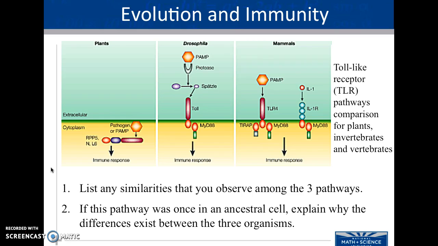These are 3 types of cell communication pathways. The first is in plants, the second is in Drosophila, which is a fruit fly, and the third is in mammals. Take a moment to look at any similarities and any differences, and think about why they probably evolved in this way. Plants being the most basic, mammals being the most complicated.